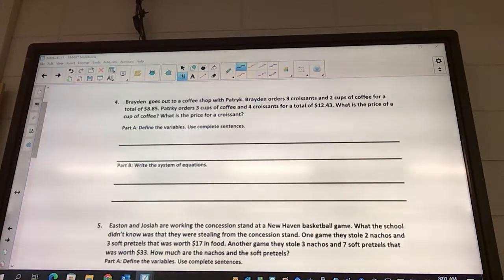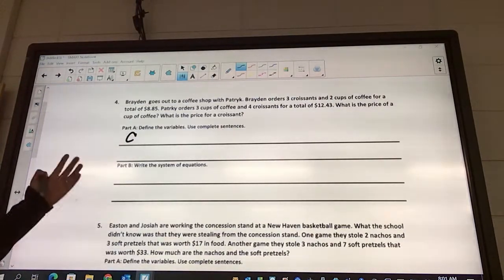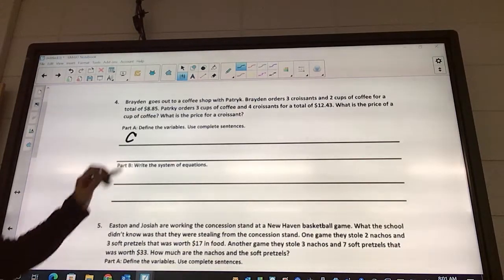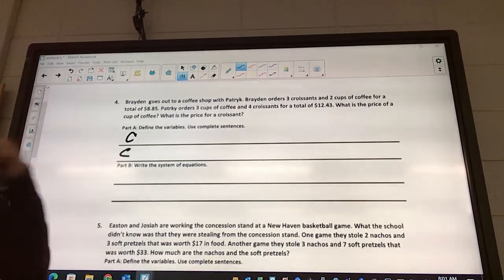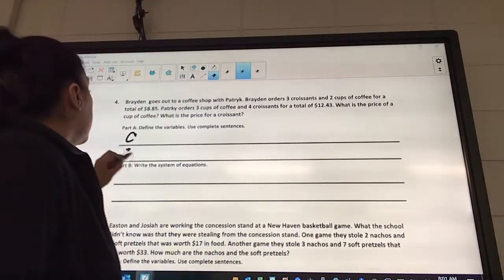Okay, so what should one of our equations be, or our variables? C for coffee and another one for croissant. Definitely C for coffee. Now, you cannot use C for croissant, because then how are you going to tell them apart when you set up your equations? So one of them you're going to have to change the variable. Just put X. X? We can totally do X.